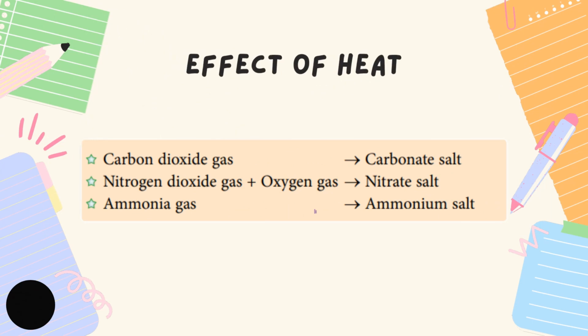Okay, the cation or anion of a salt can be identified based on the gases released when the salt is heated. So here, as we can see, if the salt produces carbon dioxide gas, the salt is a carbonate salt. If the gases produced are nitrogen dioxide and oxygen gas, it is a nitrate salt. And if ammonia gas is produced, the salt is an ammonium salt.